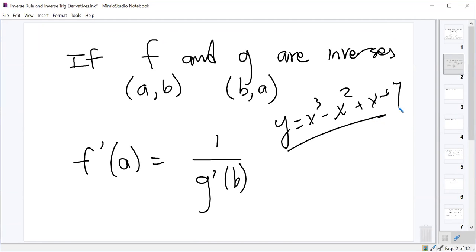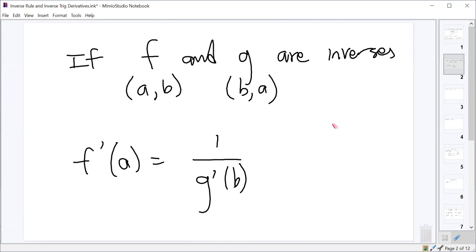Exchange the x and y values and then resolve for y. That's going to be difficult. But if I know a point that they share in common, I should be able to find the derivative of the inverse at a certain value, potentially. So that's how we're going to use that. Does that make sense to everybody?